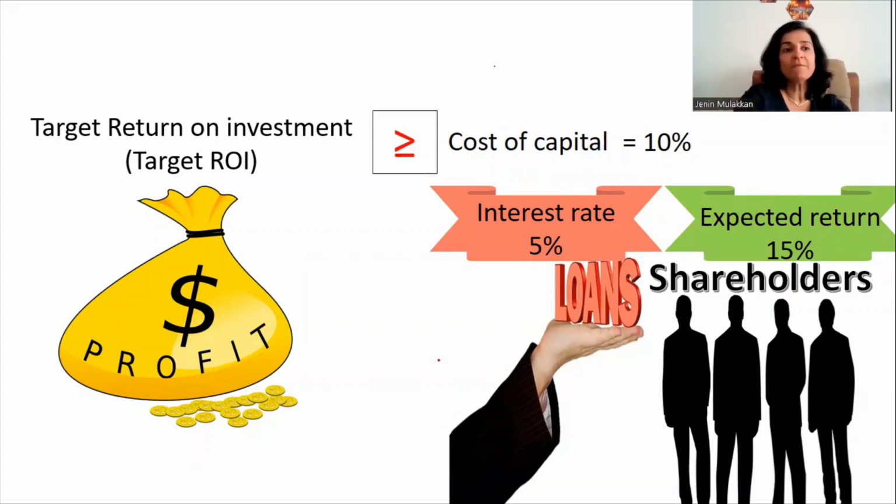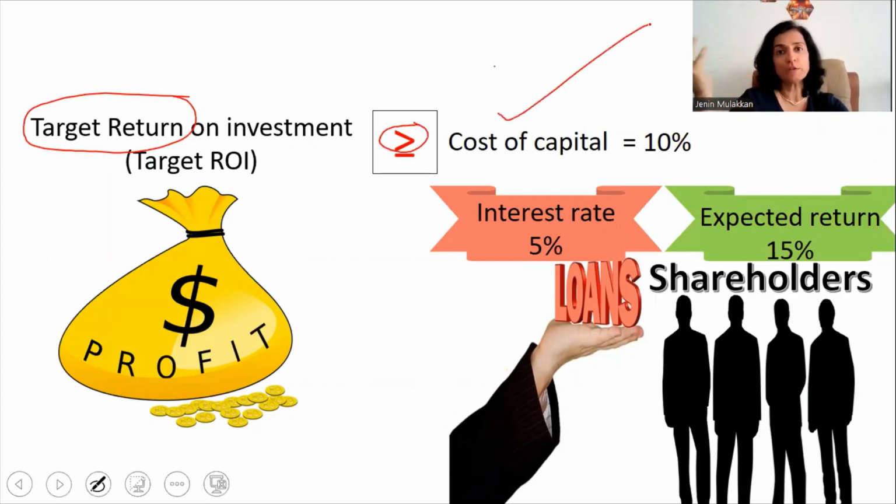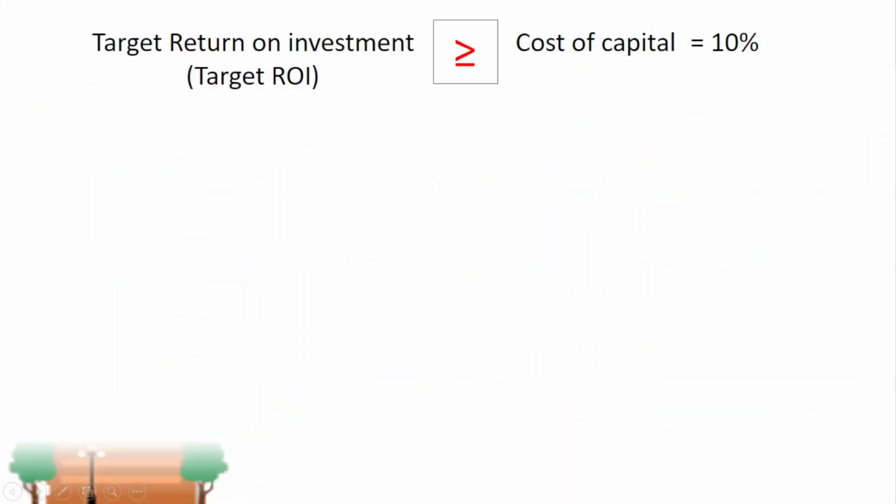Now, the company can fix this target return at a rate higher than the cost of capital also, because at times it may need funds for major corporate expansions, etc. But cost of capital is the minimum return that it should generate.